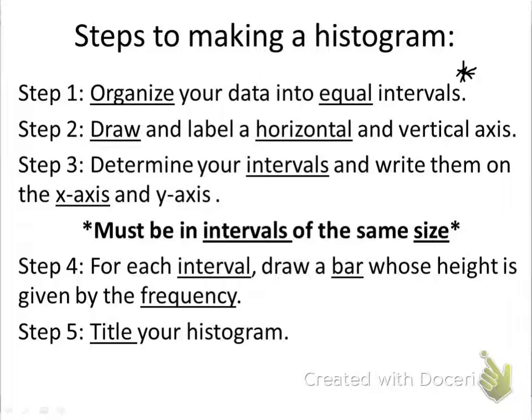Okay, step 2. Draw and label a horizontal and vertical axis. So those are our x and our y axes. Step 3, determine your intervals and write them on the x and y axes. Remember, your intervals must be the same size. They must be the same size. Step 4. For each interval, draw a bar whose height is given by the frequency. And step 5, title your histogram. If you need some more time to write the steps down, please pause the video here.